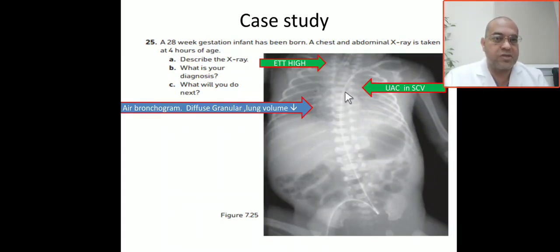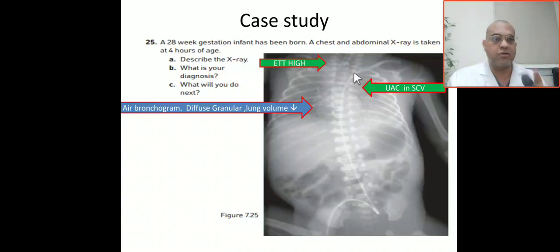The second issue is this line, which is UAC or UVC. How can I differentiate between UAC and UVC? This is the UAC. You see it comes down, then it comes up. It's okay, this is the UAC. But unfortunately, this is malposition of the UAC. You see, it has reached the subclavian artery. It's very, very deep.